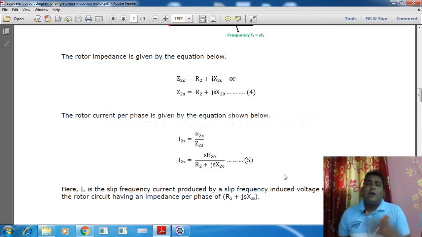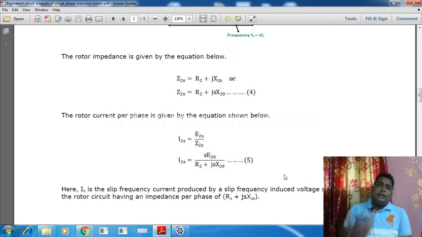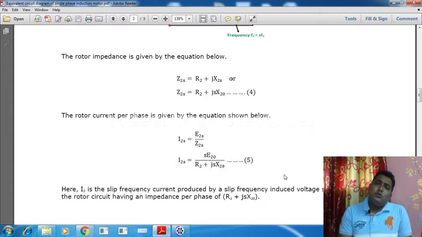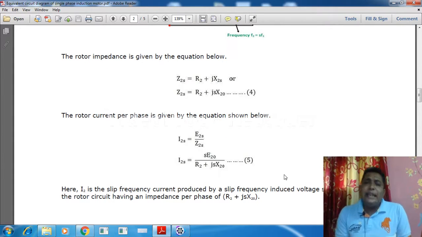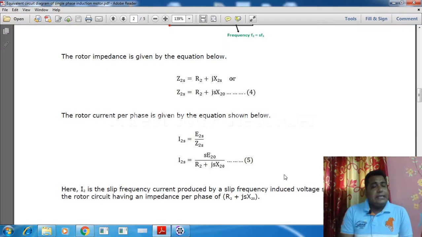Now if we convert all components in terms of the standstill condition, E2S will be replaced by S E20, and the impedance is already replaced using the standstill reactance. So the equation becomes I2S is equal to S E20 by R2 plus jS X20.